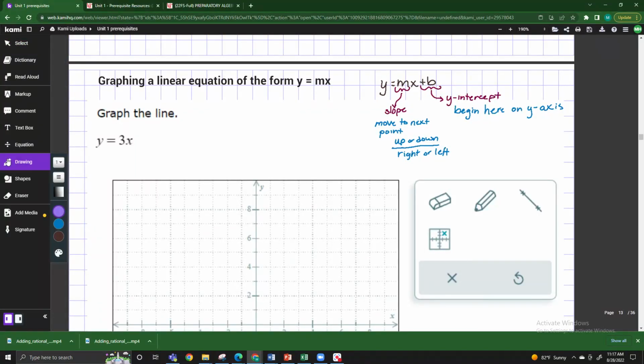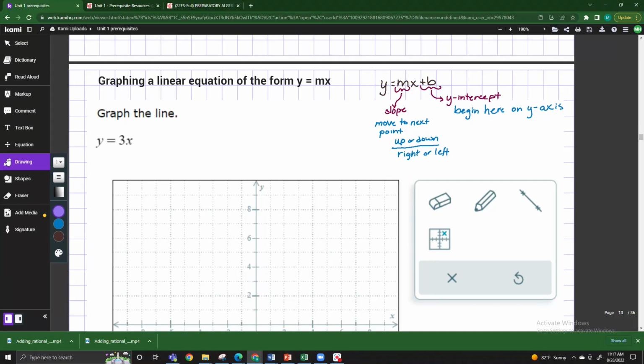Graphing a line of the form y equals mx. So the general equation that's easiest to graph is when we have y by itself. We call that slope-intercept form, and it's the form y equals mx plus b. So we don't quite have all of the information, but we can always add stuff to it.